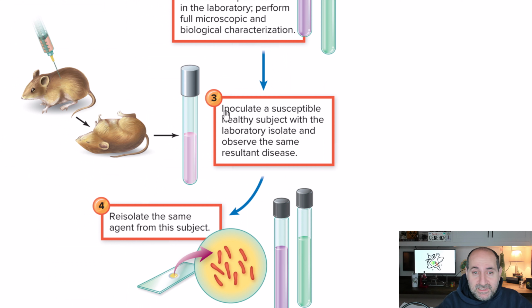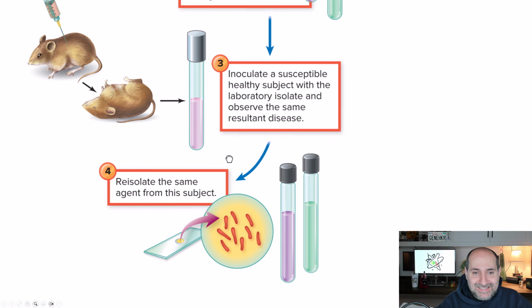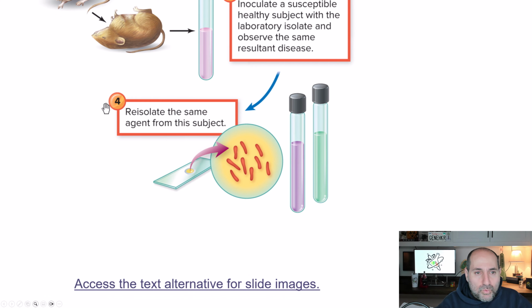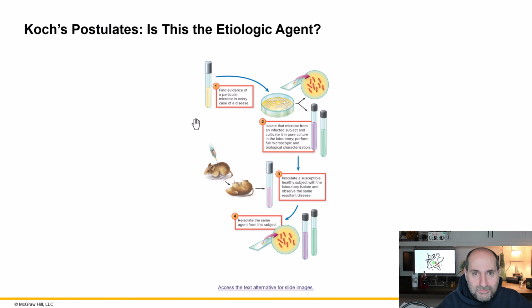Postulate number 3, inoculate a susceptible, healthy subject with the laboratory isolate, the bacterium, and observe the same resultant disease. And then lastly, postulate 4, re-isolate the same agent, the same microbe from that diseased animal, right? So please remember the 4 postulates. Remember, these were important because this is how Robert Koch showed us that a particular species causes a particular disease.